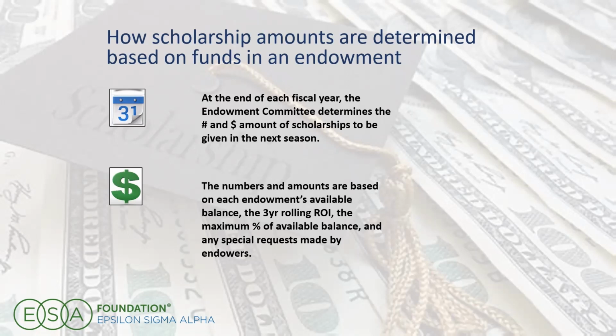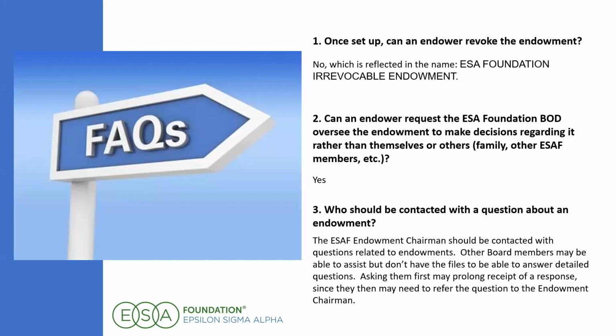All right, let's take a look at a few frequently asked questions. Once set up, can an endower revoke the endowment? Unfortunately, no, because the name is ESA Foundation, Irrevocable Endowment. But this isn't something that commonly happens anyway. People don't set up an endowment and then say, I take it back, okay?